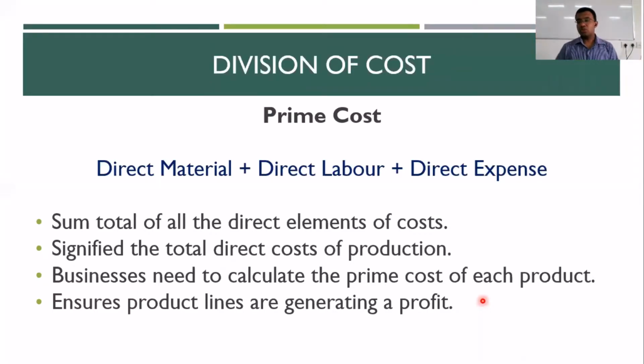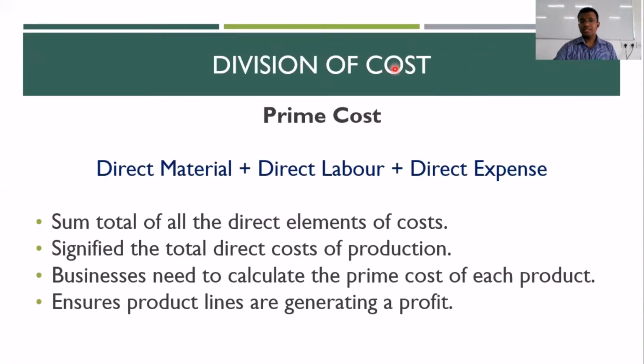If they feel they're not doing so well in a product line, they may end up shutting down that product line. So even if you're a large business, it is mandatory for you to calculate your prime cost for various product lines separately. So this, in a nutshell, is what is meant by prime cost. Prime cost is the sum total of all the direct elements of your production process. It involves direct material, direct labor, and direct expense.